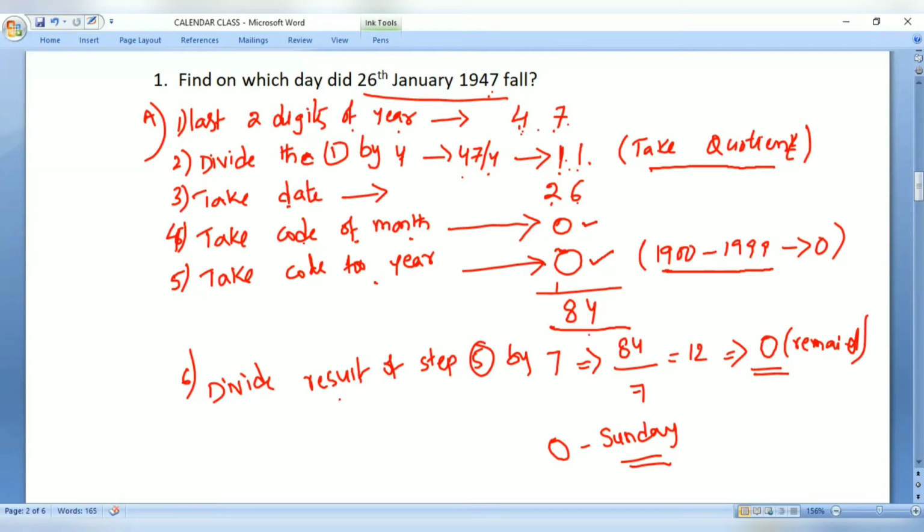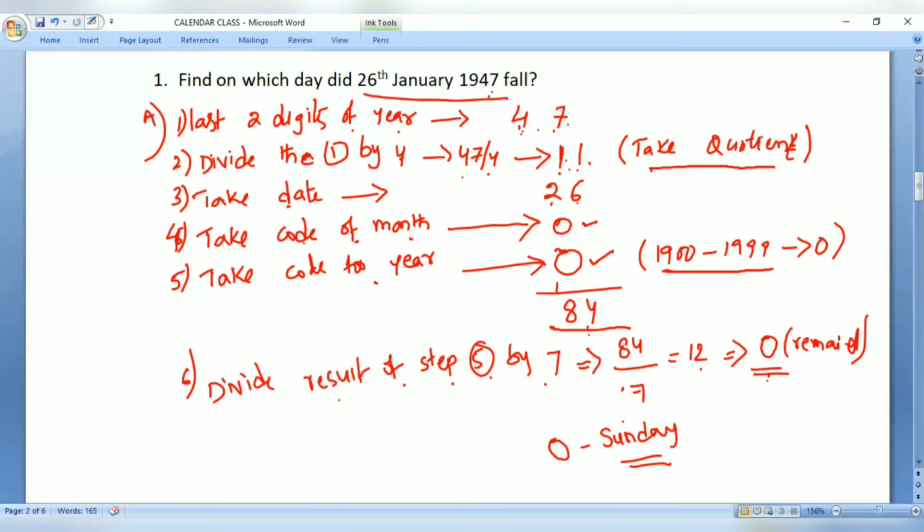Now in the last step, divide the result of step 5 by 7. So 84 divided by 7, 7 12s are 84, goes cancelled, and the remainder becomes 0. Based on this remainder, you are going to decide which day that particular date and month falls. Since the remainder is 0, we can conclude that 26th January 1947 falls on a Sunday.